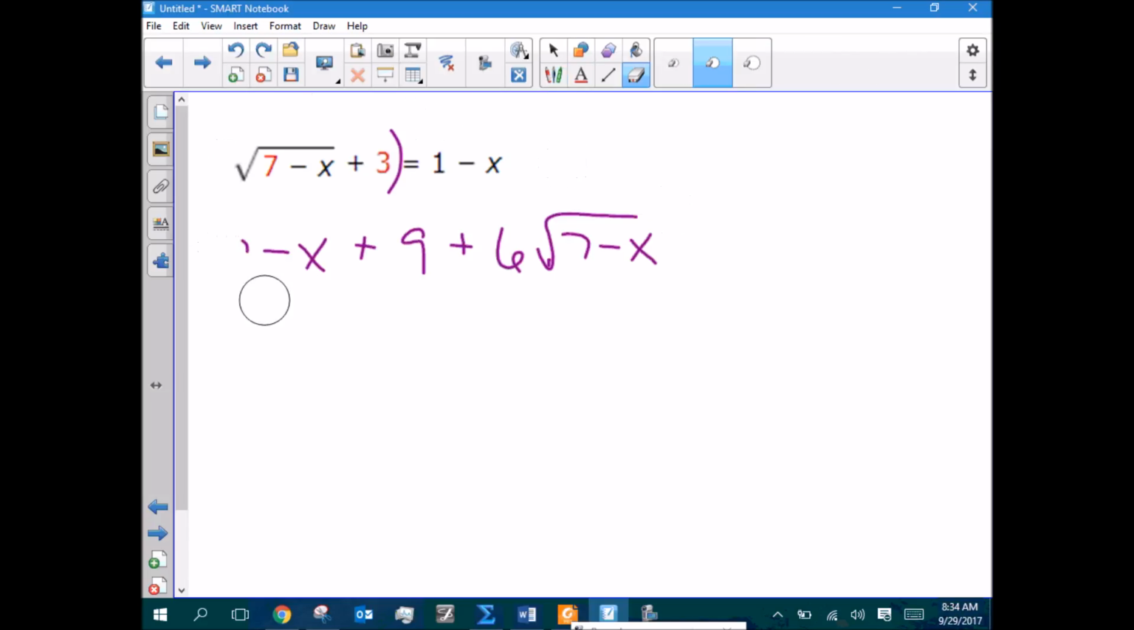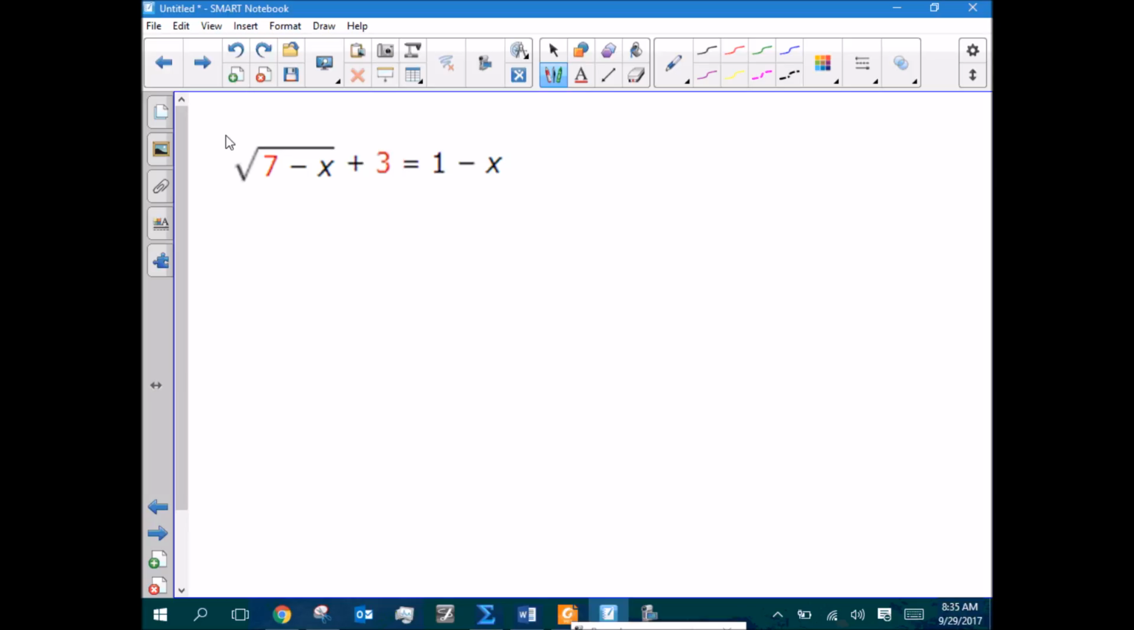So what we want to do to eliminate that is move the 3 over first. So I get 7 minus x is equal to negative 2 minus x, right? Now square both sides. Square that side, square that side. So now it's going to give me 7 minus x over here is equal to negative 2 squared is 4. Okay? I'll multiply these two things together, so it gives me 2x. And then double it, gives me 4x.